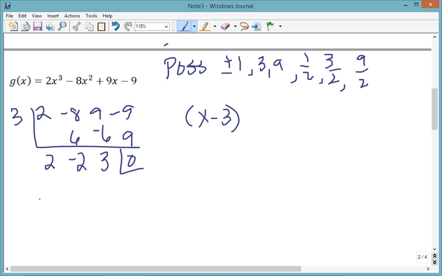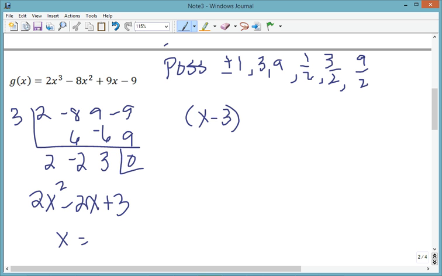Now I have this quadratic, and I could see if I can factor. The first and last multiply to be 6. Is there anything to multiply to be 6 that would add up to be -2? No. So let's go ahead and put it into the quadratic formula.